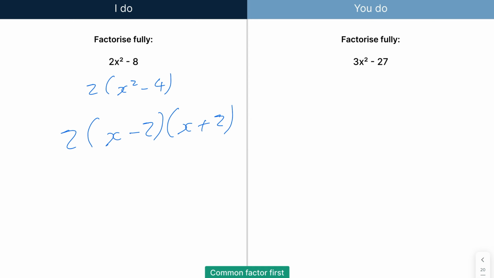So again, here looking at this, the only thing we can do to start this is to take out a factor of 3. And again, ask yourself, is it fully factorized? It's not. That is now the difference of 2 squares inside, and we can do that.